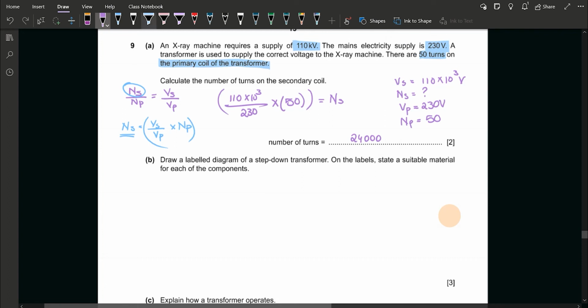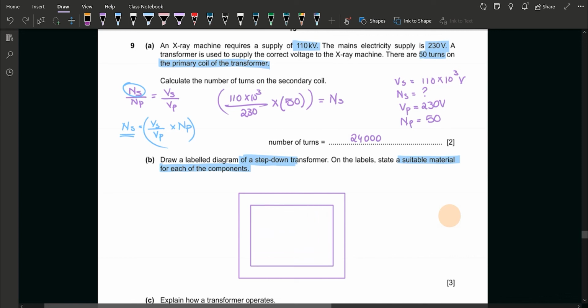Part B says draw a labelled diagram of a step-down transformer. On the labels, state a suitable material of each component. So we can just draw a transformer here. It's going to be a square, and then there's going to be another square here. And as it's a step-down transformer, the number of turns in the primary coil will be more as compared to the number of turns in the secondary coil.